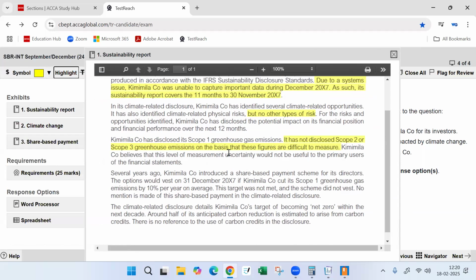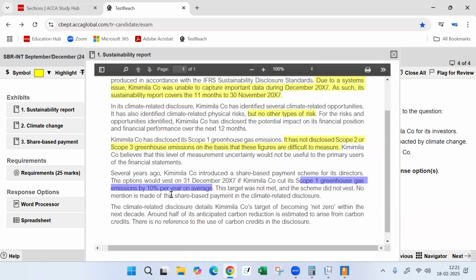Kimimila believes that this level of measurement uncertainty would not be useful to the primary users. Several years ago, Kimimila introduced a share-based payment scheme for its directors. The options vest on 31st December if Kimimila cuts the scope 1 greenhouse emissions by 10% on average. This target was not met and the scheme did not vest.